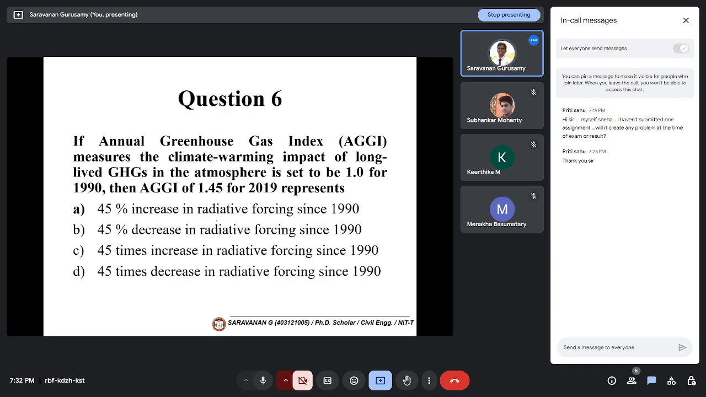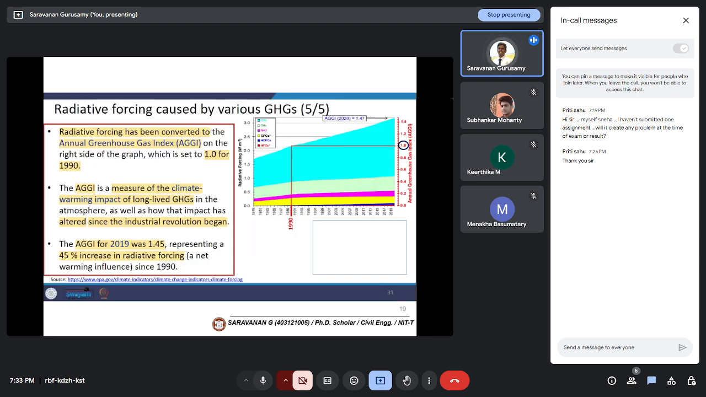AGGI is the one which has a year-wise impact reference. So 1990 was taken as reference 1, and 2019 is 1.45. What does it impact? 1 to 1.45 is a 45% increase in the radiative forcing. What is mentioned? Radiative forcing increase since 1990. So you can see here 1990 was taken as a reference, and 2019 was 1.45, which represents a 45% increase in the radiative force, a net warming influence. So we have a 45% increase in global warming in the last 2 decades.